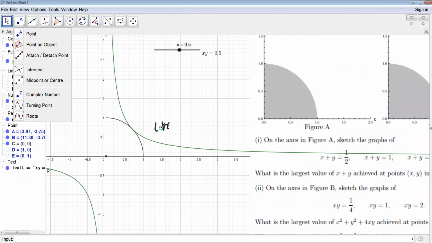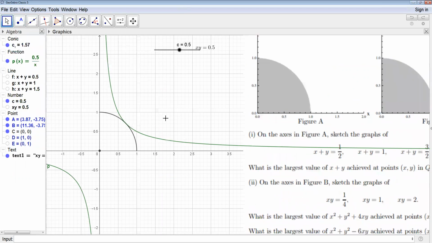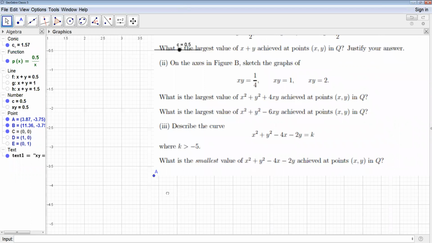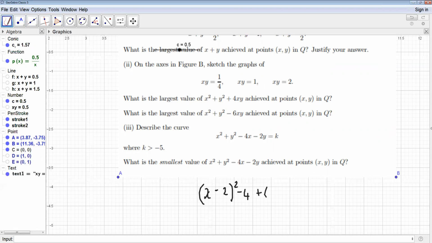Okay, cool. Right, now, for the last part, the very first bit is no problem at all because it's typical. I would describe it as a typical AS style question. What is this curve? Well, you should be really used to now the idea of completing the square twice to produce, lo and behold, a circle. Because you're going to get x minus 2 all squared, that will give you the x squared minus 4x, take away a 4, plus y minus 1 all squared, take away a 1, equals k.